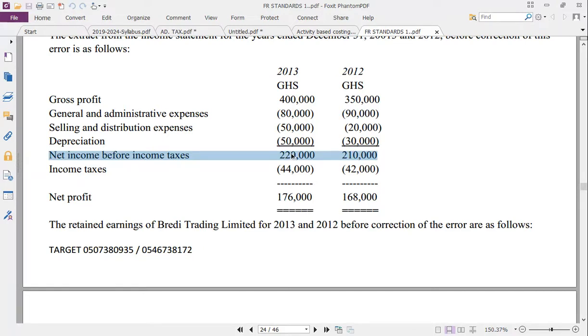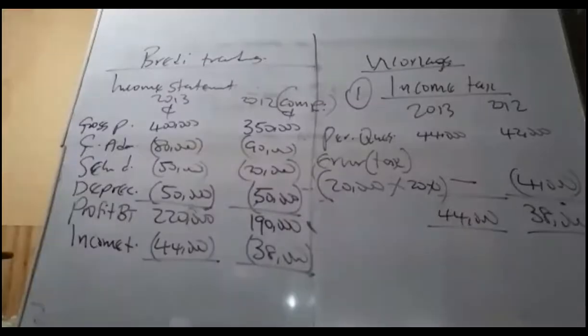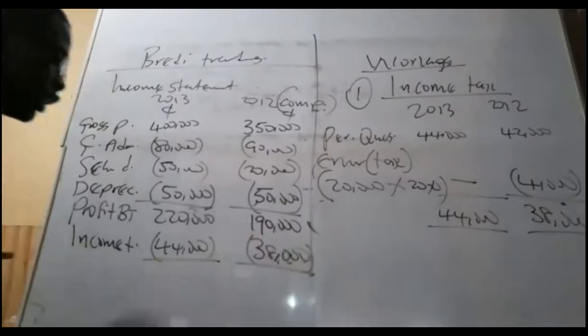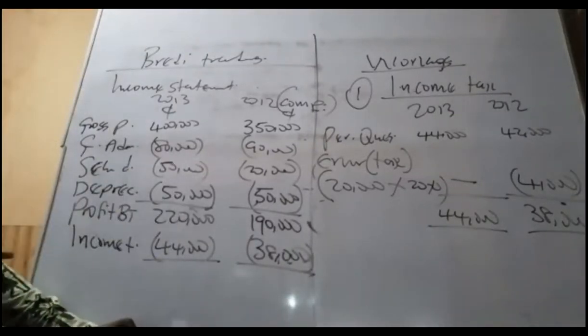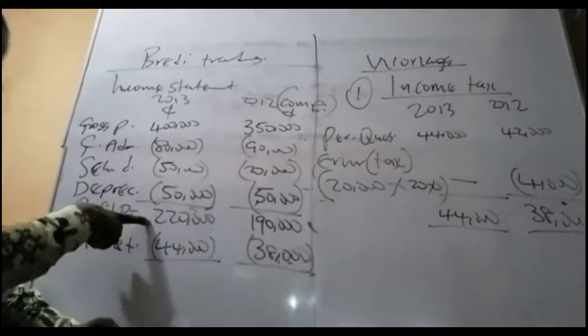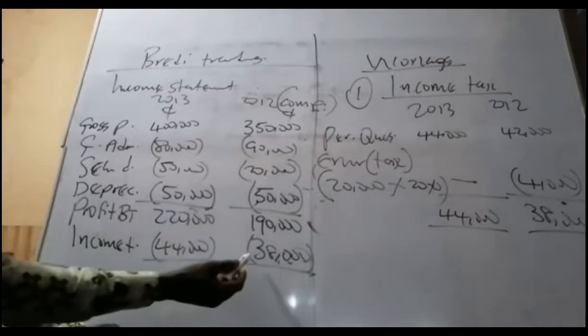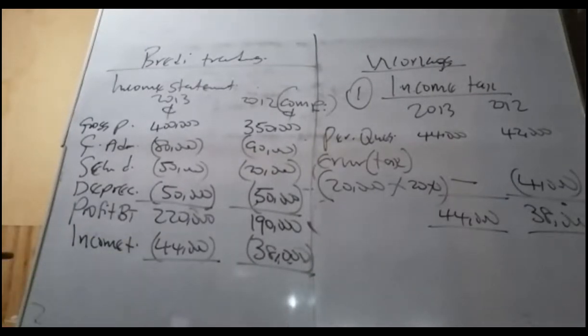20% on 220, that's 44. 20% on 210, that's 42. Confirmed. Everybody confirm. So you realize that it's the same, right? Once you've confirmed it's the same, you are free to do it here. Just pick your calculator. Multiply 190 by 20%, you get the same answer as 38. So 190 by 20%, that's 38, right?